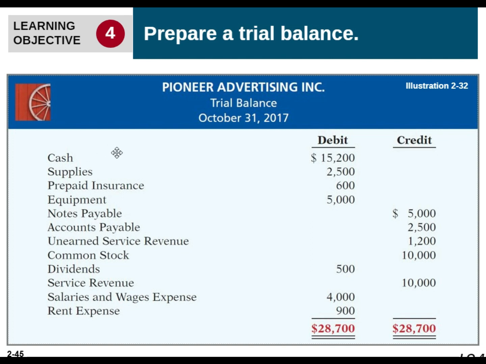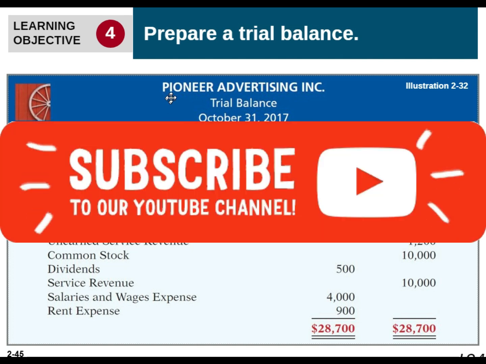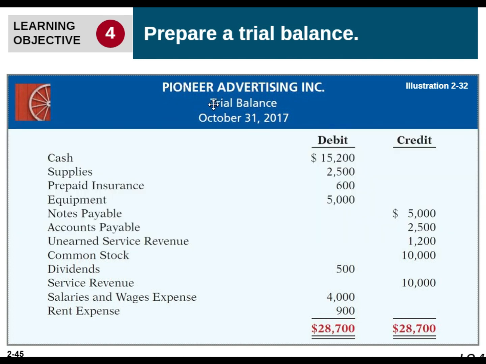So how you prepare a trial balance is, you start with the name of the company. Then you have trial balance. It's not a financial statement. It's just called trial balance, and this is the vanilla trial balance. Okay, and the date of when the period ended. Okay, October 31st, 2017, in this case, for this example.